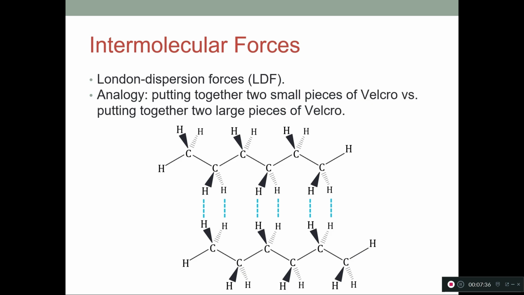So the analogy I always use is that it's kind of like Velcro. So if you have just two very small pieces of Velcro and put them together, it's going to be easy to take them apart. But if you have very large pieces of Velcro and put them together, it's going to be a lot harder to take apart. And so we can think of larger molecules as being the larger pieces of Velcro.